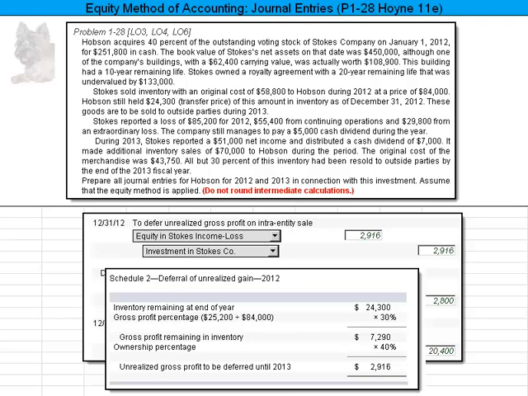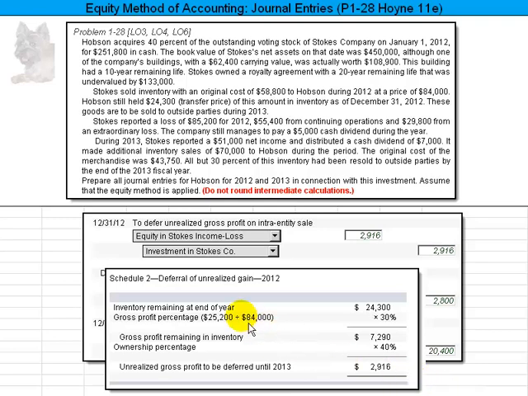Okay, then the next entry we have to make, also on 12/31/2012, the end of the year, would be to defer the unrealized gross profit on the intra-entity sale. So again, we're going to debit the equity in Stokes income loss account for 2916 and credit the investment in Stokes. Well, why are we doing that?